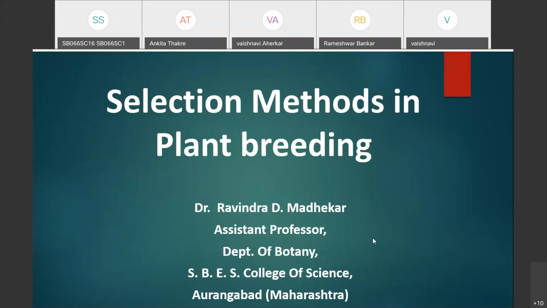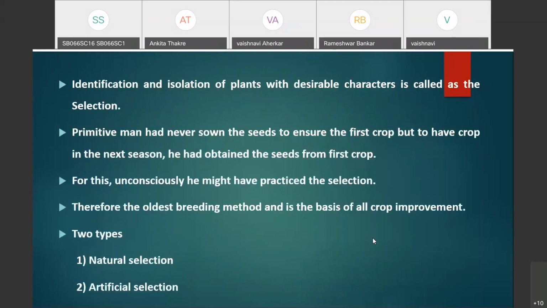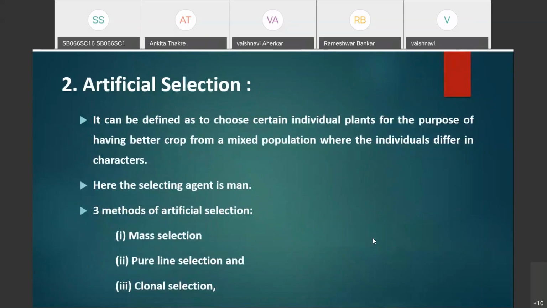We have discussed that there are two methods of selection. The first one is natural selection, another one is artificial selection. Artificial selection is the selection of plants made by human beings for their own benefit.